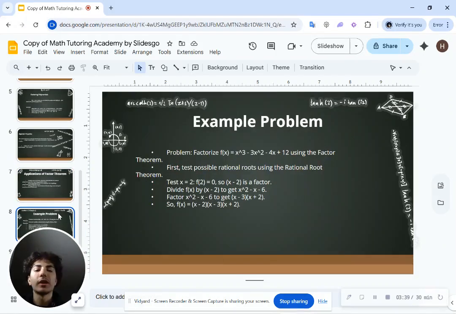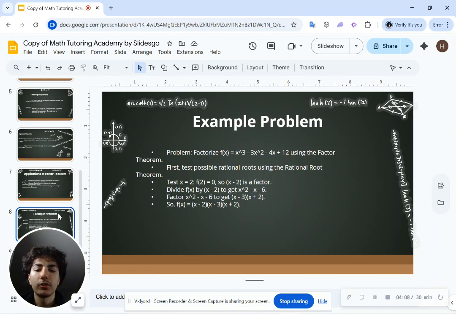Example problems. Factorize f(x) equals x to the power of 3 minus 3x to the power of 2 minus 4x plus 12 using the factor theorem. First, test the possible rational roots using the rational root theorem. Test x equals 2. So we're going to substitute x equals 2. f(2) equals 0, so x minus 2 is a factor. Now divide f(x) by x minus 2 to get x to the power of 2 minus x minus 6.